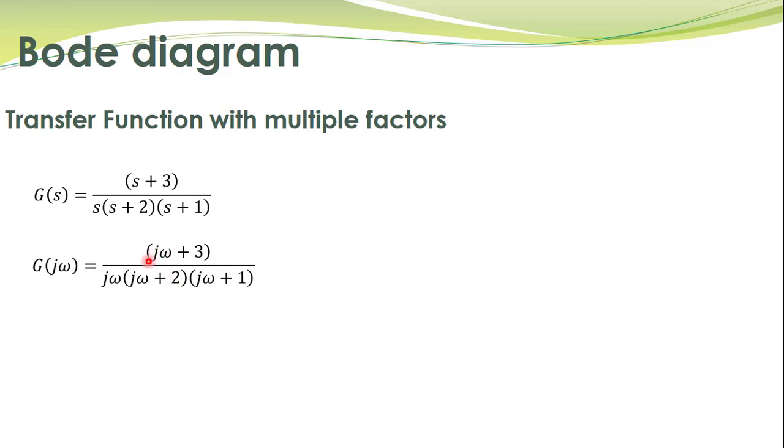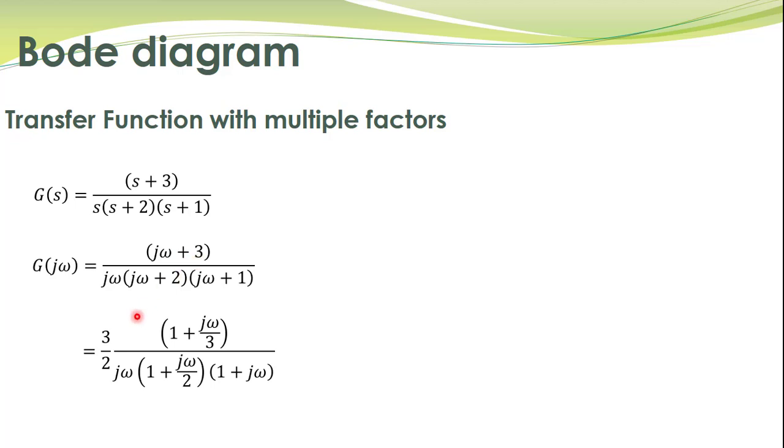There are multiple factors in this transfer function. For each of these factors, we have learned how to obtain the asymptotic Bode diagram. And therefore, what we shall do is sketch the asymptotic Bode diagram for each of these factors, and from those Bode diagrams, we shall obtain an overall asymptotic Bode diagram. So first, we write it in a form which is convenient for us to sketch.